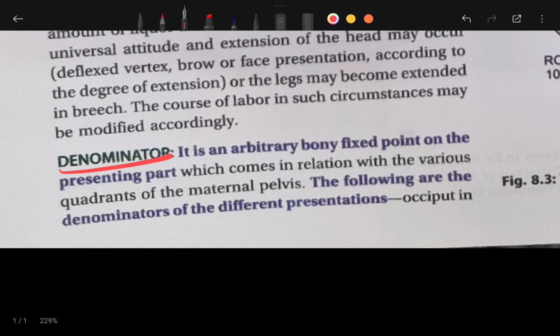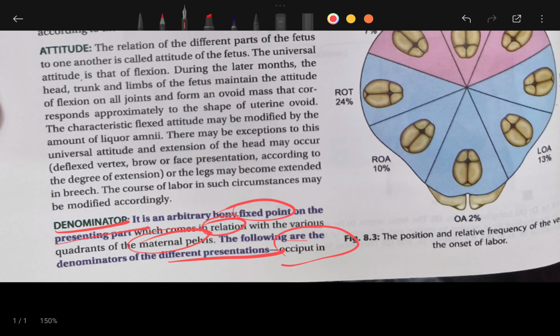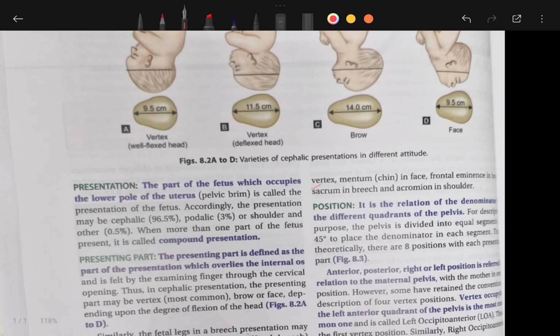Denominator. It is an arbitrary bony fixed point on the presenting part, which comes in relation with the various quadrants of the maternal pelvis. The following are the denominators of different presentations: occiput in vertex, mentum, that is chin, in the face, frontal eminence in the brow, sacrum in breech presentation, acromion process in the shoulder.